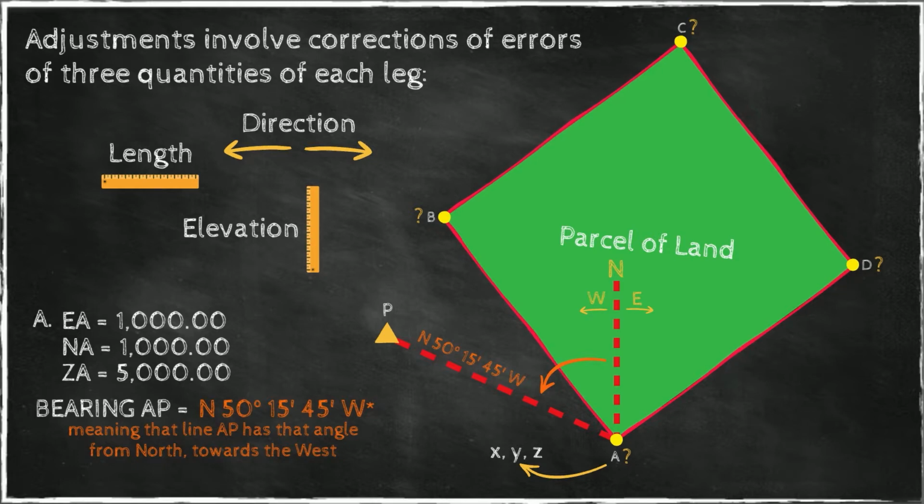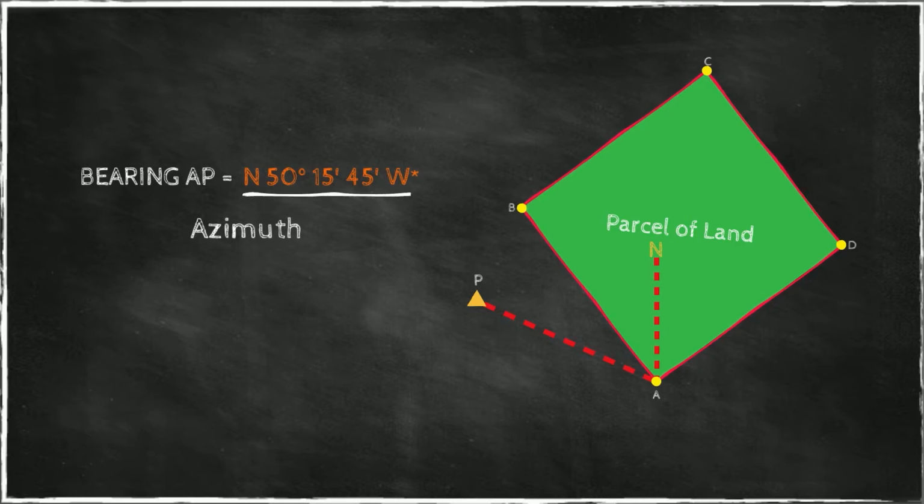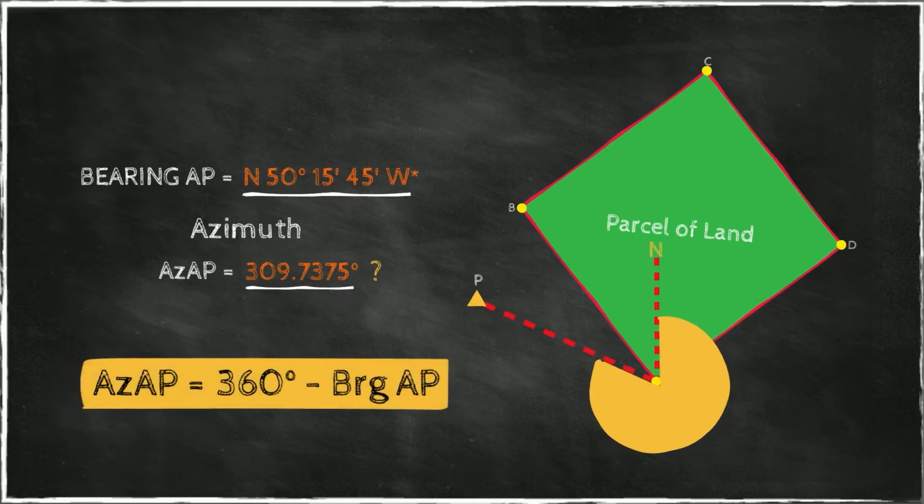So to repeat, this bearing angle tells us that this line has a direction from A to P, which is inclined from north by a total of about 50 degrees towards the northwest. Now, we can convert this bearing into something that is much easier to calculate with, called an azimuth. This azimuth is always measured from north and expressed clockwise. This angle here turns out to be about 309 degrees. So that's the azimuth from A to P.